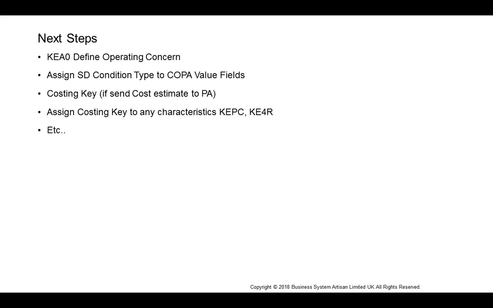Okay, this is about it for creating characteristics. The next steps, of course, are to do the operating concern generation by KEA0 and the SD condition type assignment to COPA value fields, or the costing key if you want to send the cost estimate to PA, or the other things, KEPC, KE4R. Well, I have already uploaded the movie.